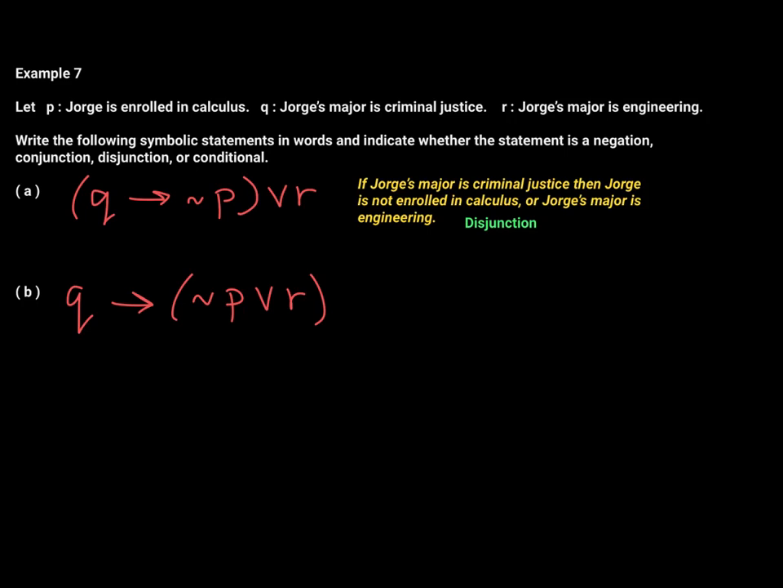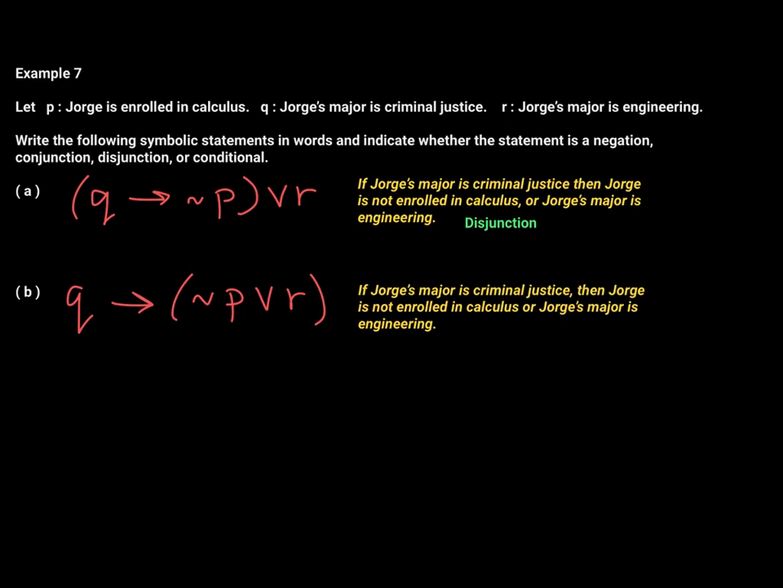All right, next. If Q, then not P or R. All right. If Q means if Jorge's major is criminal justice, then Jorge is not enrolled in calculus or Jorge's major is engineering. Again, when we begin to write this statement, we want to precede it with a comma because this is grouped together. Let's try this.